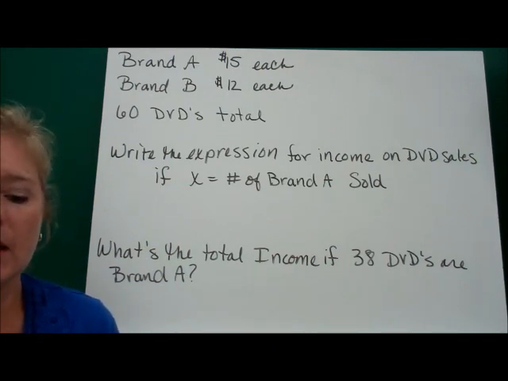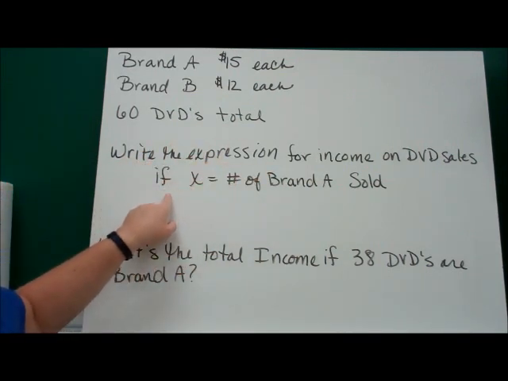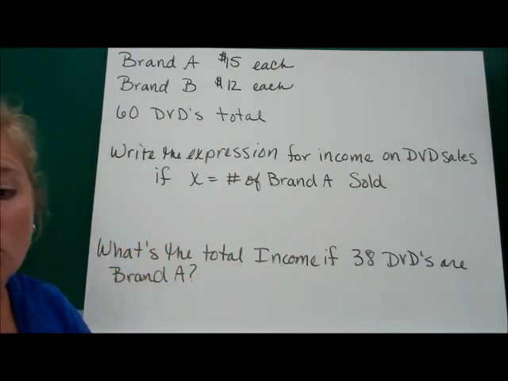If X represents the number of brand A DVDs sold. Then find the total income if 38 of the DVDs sold were brand A. Alright, so we got two things. We're going to write an expression and simplify it. If X is the number of brand A DVDs sold.